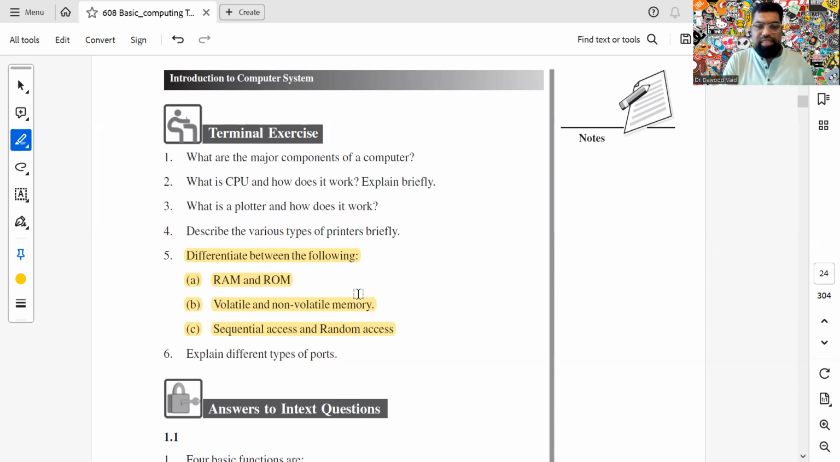Most of the other questions are very standard. All the best. We've done chapter number 1. A very ordinary chapter, but a lot of questions come from there. You crack it and you are done.